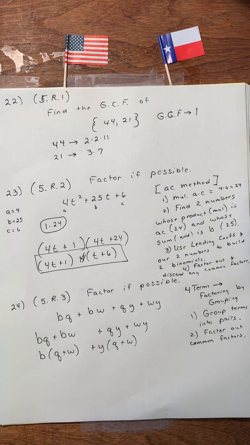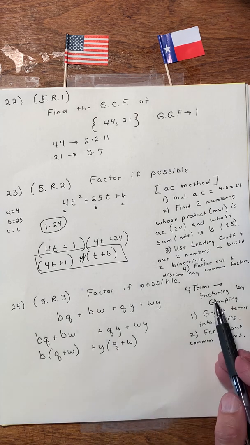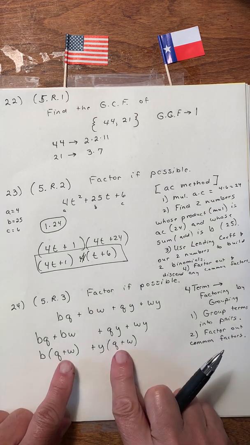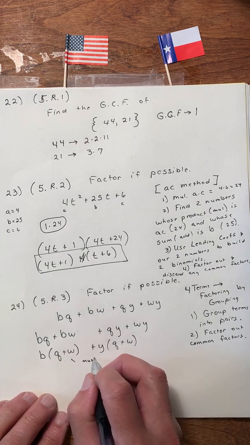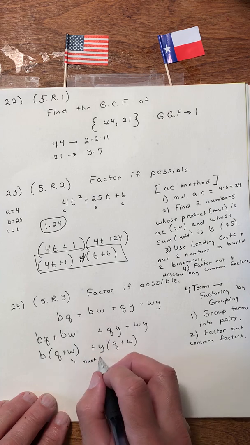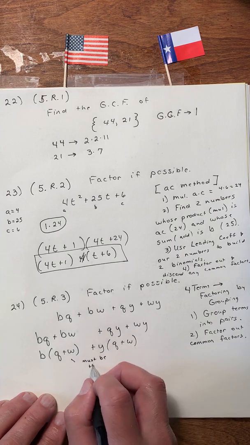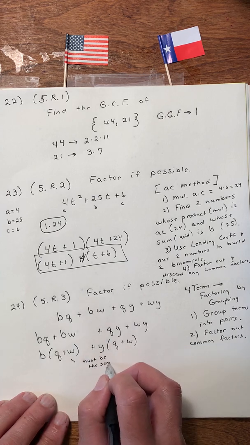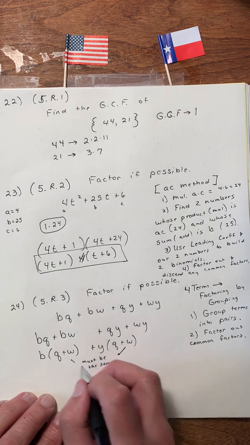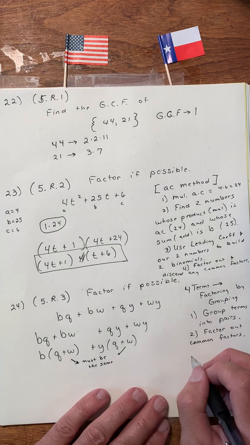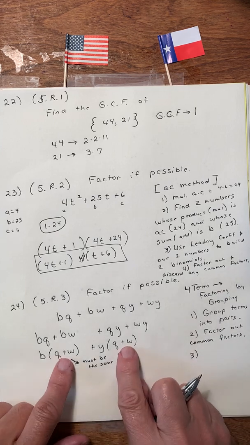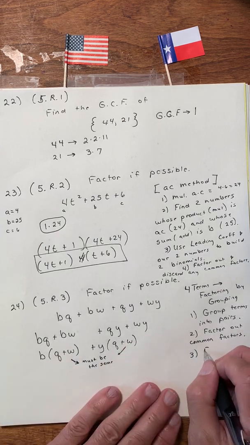Now, here's what you should notice when you are using factoring by grouping. These parentheses must be the same. These two binomials. Otherwise, you can't go on to your final step. Final step is factor out the common binomial.